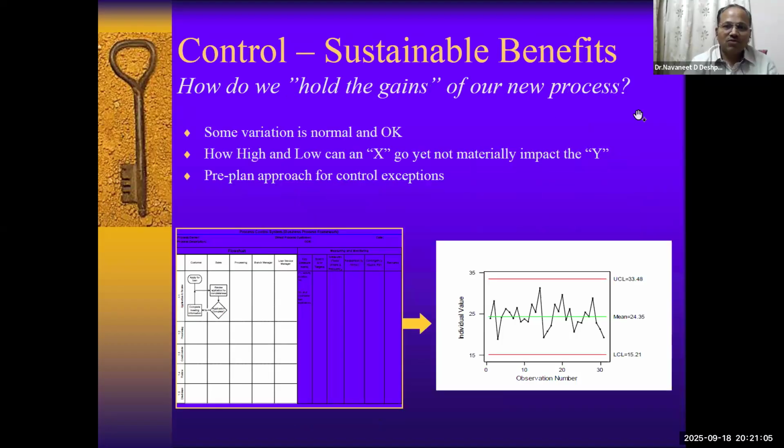Then of course you get a score finally. So coming to control, which is nothing but sustainable benefits. So some deviation is seen here all the time. Some variation is normal and it could be acceptable, that is okay. But then how high or how low X can go, yet not materially impact the Y. So X axis, Y axis, observation number, then indicative value. Low and high, low and high, it goes on and on on a day-to-day basis. So control is sustainable benefits over a long period of time. These mistakes should go on reducing.